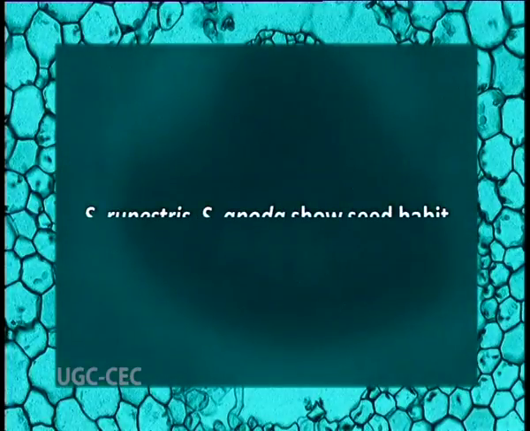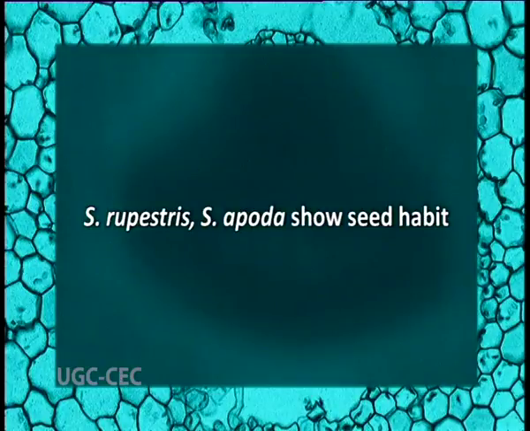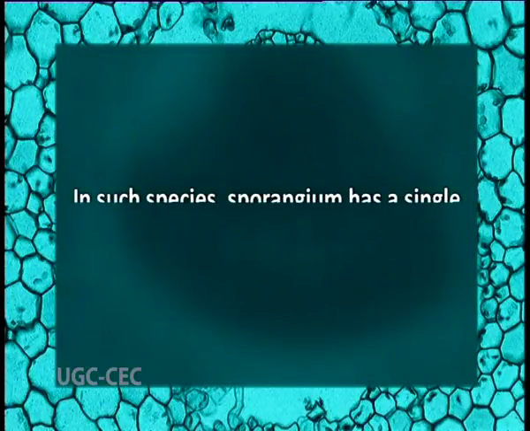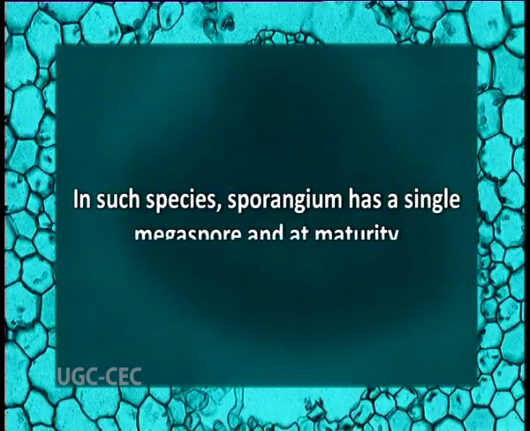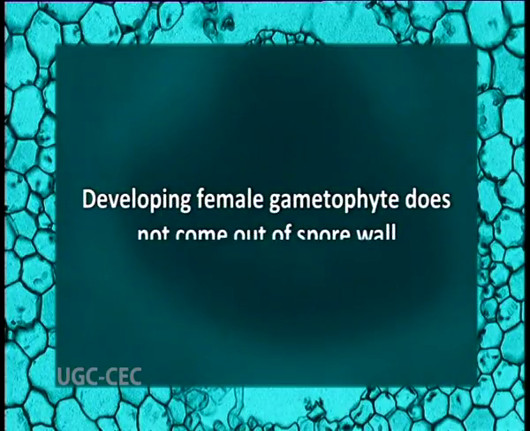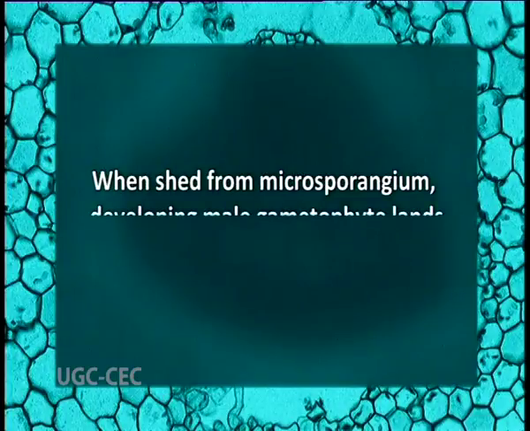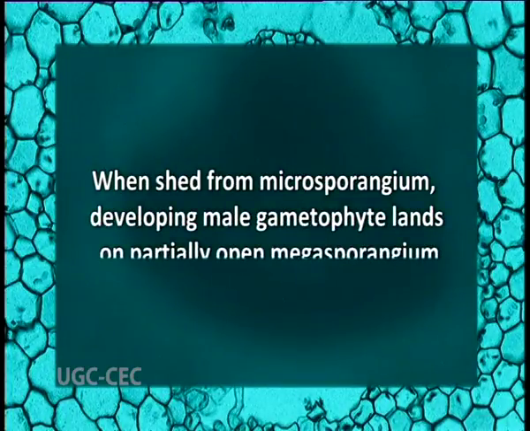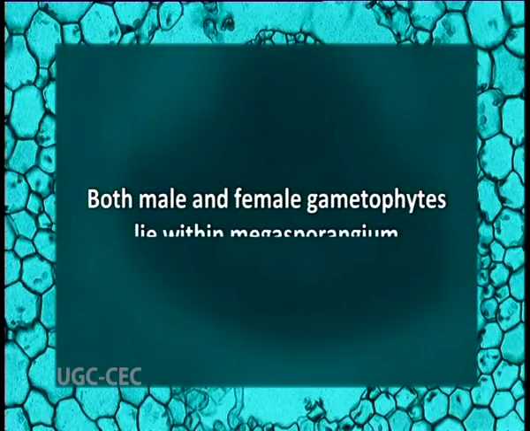Some species of Selaginella, like Selaginella rupestris and Selaginella apoda, show seed habit. In these species, the sporangium has only a single megaspore, and at maturity of the archegonium, the spore wall ruptures. But the developing female gametophyte does not come out of the spore wall. The male gametophyte, when shed from the microsporangium present in the distal part of the strobilus, lands on the partially open megasporangium. Thus, at this stage, both male and female gametophytes lie within the megasporangium. As such, fertilization and embryo development take place inside the megasporangium.